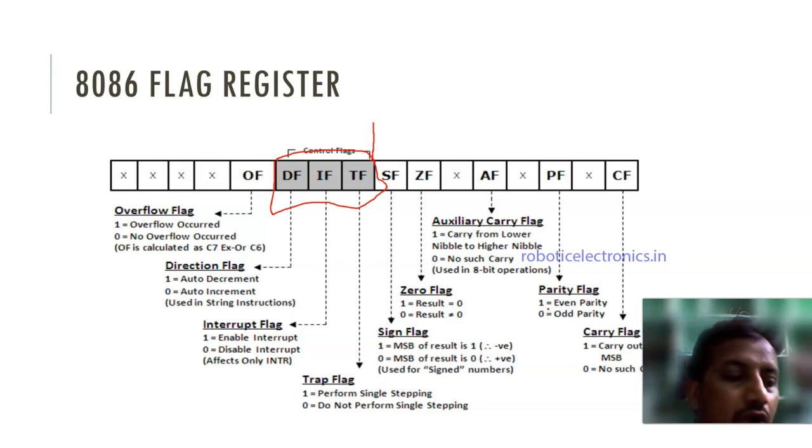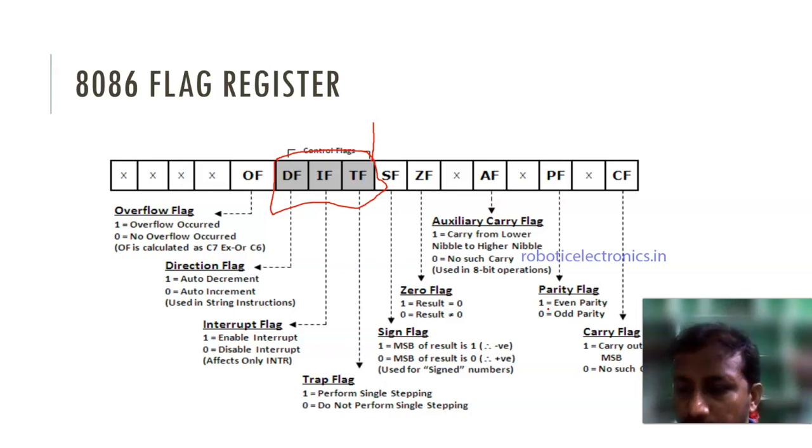Then next comes the auxiliary carry flag. Auxiliary carry flag is nothing but when you add two numbers, in the lower nibble, that is the lower 4 bits, if a carry is being generated from the lower 4 bits, then the auxiliary carry flag is set. Otherwise, auxiliary carry is equal to 0. So this is about the auxiliary carry flag.